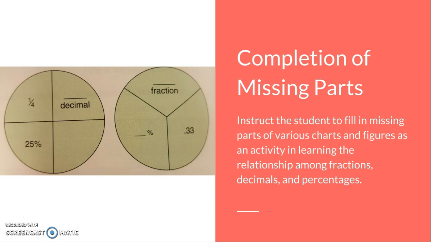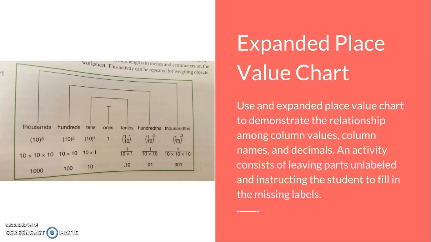Going off that again is completion of missing parts. So if you have a whole circle and each portion is a fourth, then they're going to need to figure out that this is a fourth in fraction form, 25% is the same, and then they can figure out the decimal, and you can do that with breaking a circle into thirds and so on.